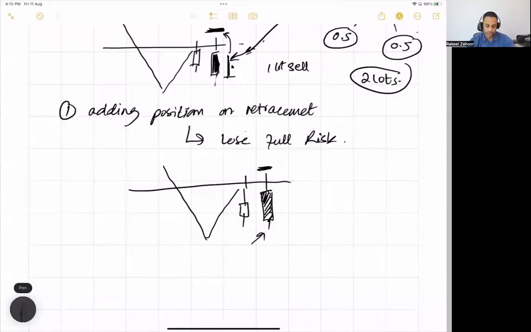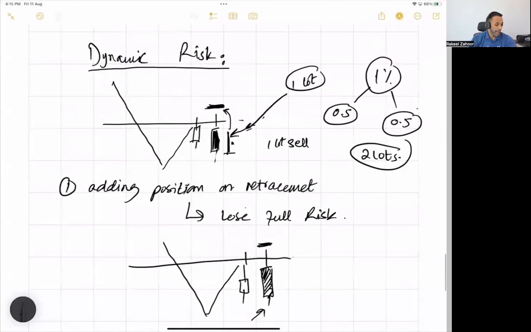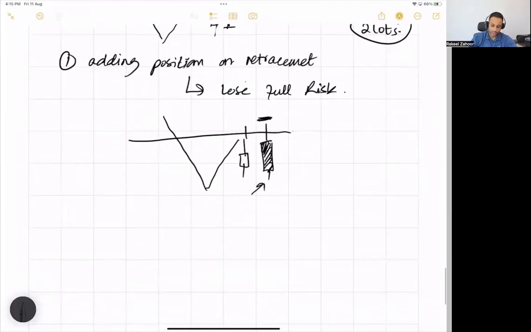The first scenario was when you were adding risk back to the trade as we were retracing, as the candle was moving against you, in the opposite direction. In the second scenario, let's say you're taking a sell of 1%.